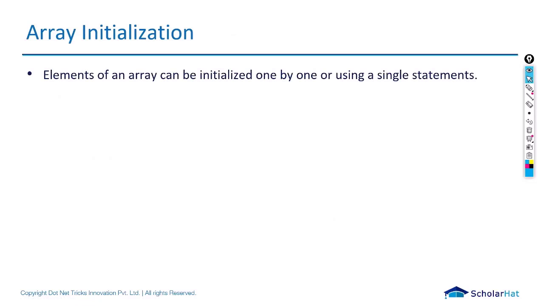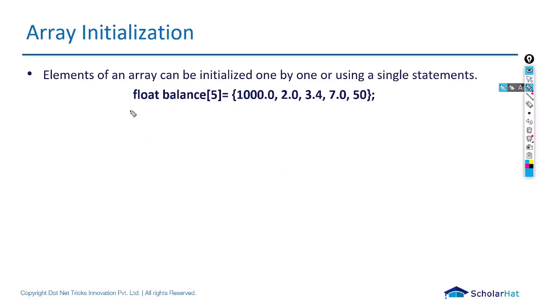Alright, so elements of an array can be initialized one by one using single elements. Here we have taken an array of float type. So this is how an array is initialized. This is the type of the array, that is, it's a float type, so only float elements will be stored. So that's why it is a similar data type. That's why we write, so here it will be 50.0.